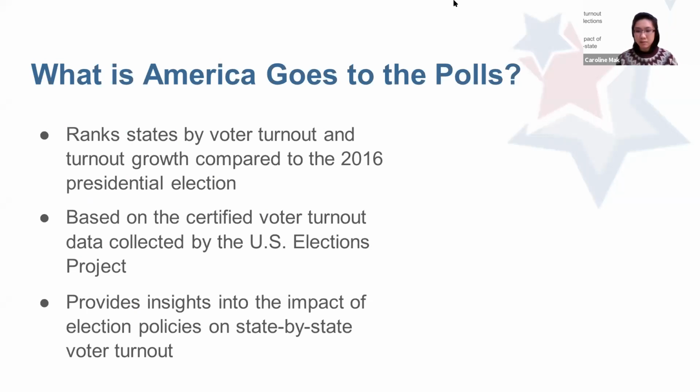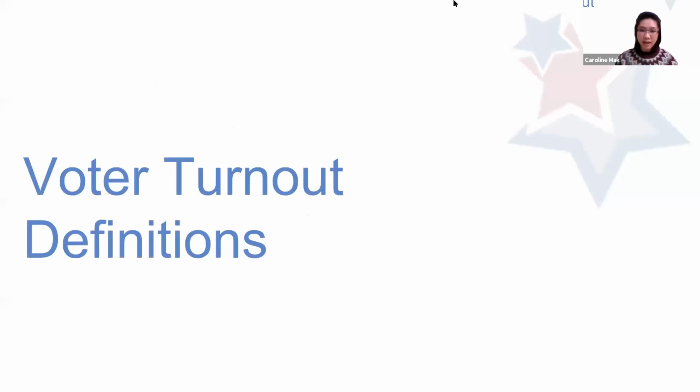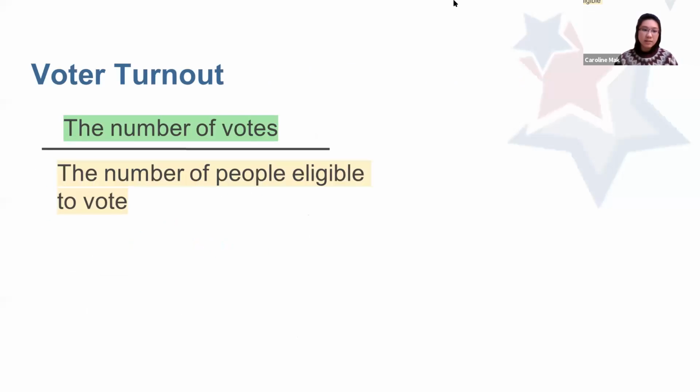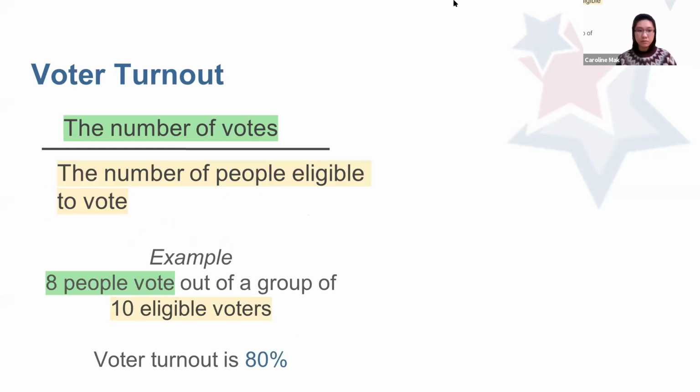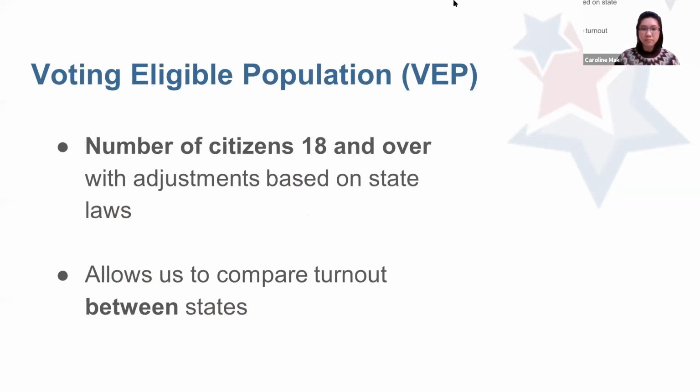So before we continue with those findings, let me define some terms. Since this is a diverse crowd of nonprofit staff and researchers, we just want to make sure everyone can follow. So the first definition is just voter turnout. Voter turnout is just the number of votes over the number of people eligible to vote. So to put a tiny bit of math in an example, if 8 people vote out of a group of 10 eligible voters, that voter turnout is 80%. Easy. So let's go a little deeper into this number of people eligible to vote.